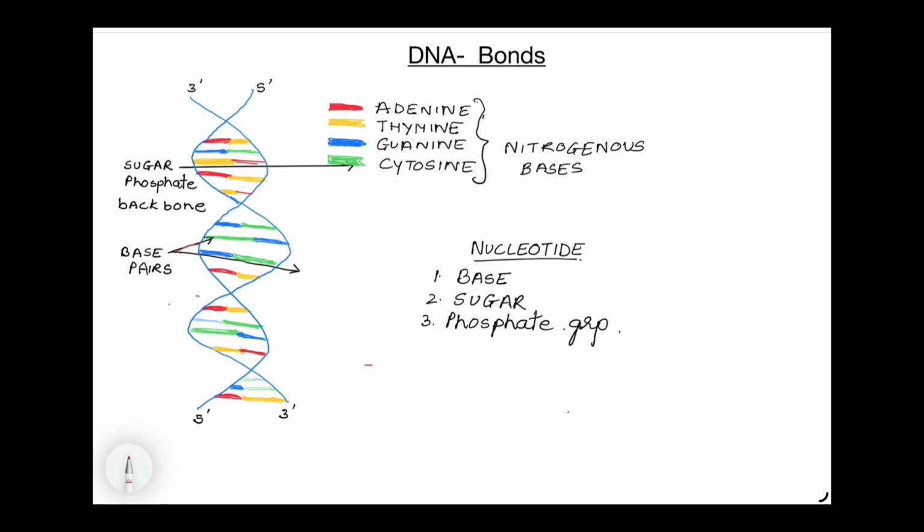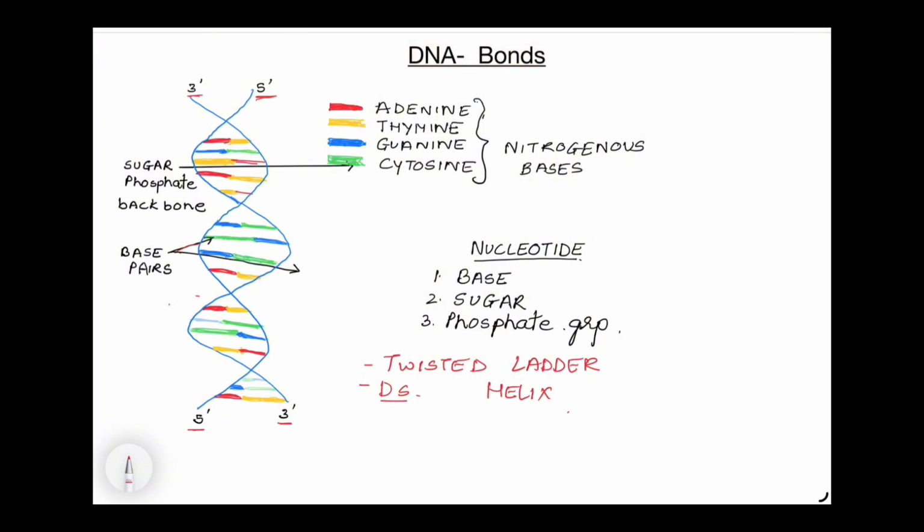First of all, it is like a twisted ladder which is highly coiled, and that is why it is called a helix, and double stranded, because it has two strands. One strand runs from 3' to 5' direction, and the opposite side runs from 5' to 3' direction at the top. You can see here.